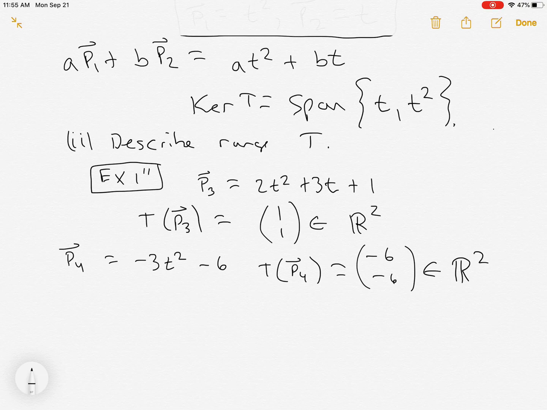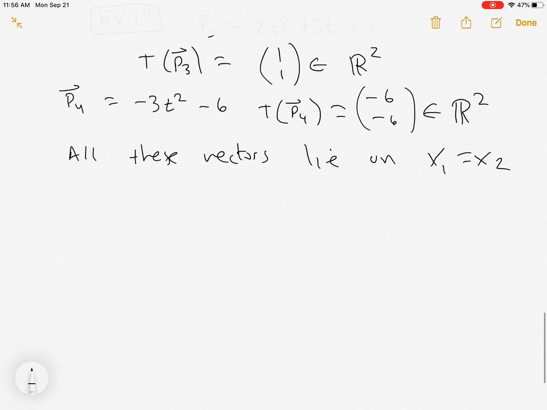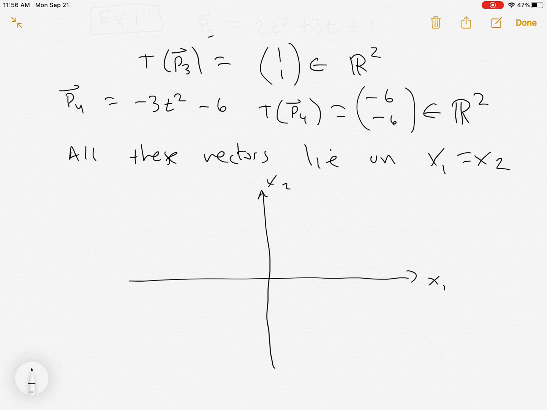Okay, so all these vectors lie on the line x1 equals x2, right? Because if you're now in R2, which we are, there's the vector 1, 1. There's the vector minus 6, minus 6. So it's always just going to be a constant times itself. So the range of T is the line x1 equals x2.